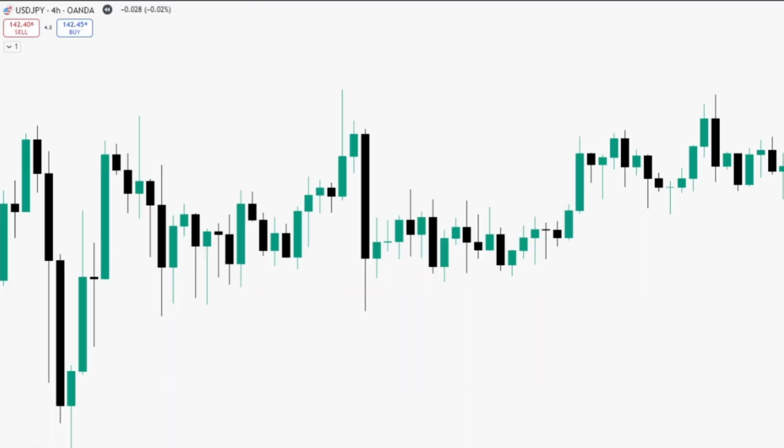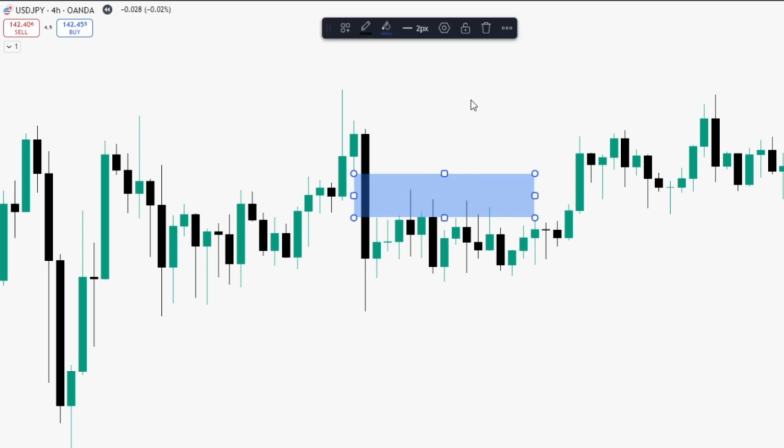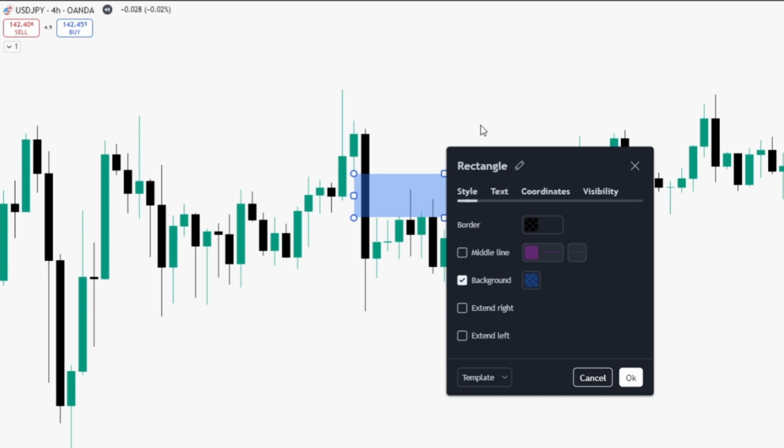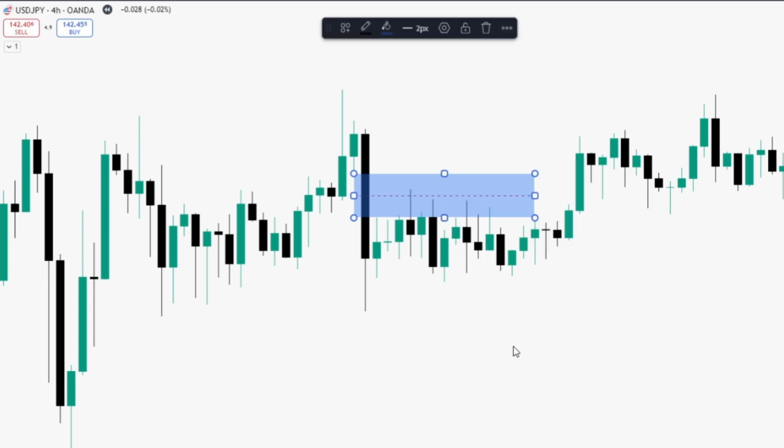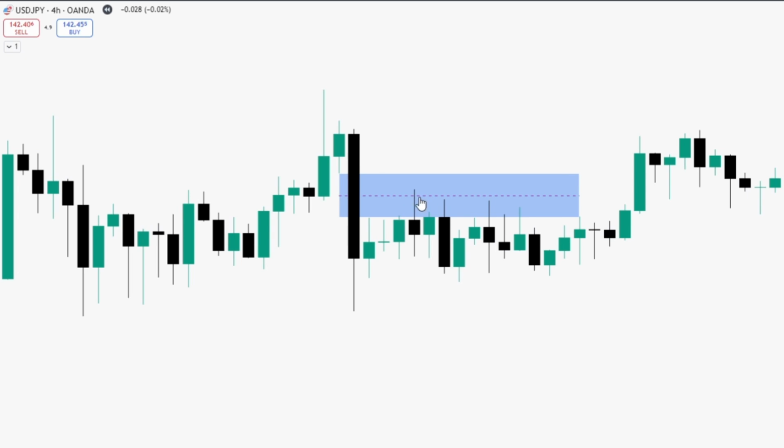Now let's look at an example of consequent encroachment, CE. This is the USD JPY chart on the 4-hour time frame. Here you can see that we have a sell side fair value gap, the low of the first candle's wick and the high of the third candle's wick. I will turn on the middle line in the settings, and now we have the consequent encroachment at 50% of the fair value gap. If you look closely, the market dipped into the fair value gap and reached the CE, where it showed a strong reaction.